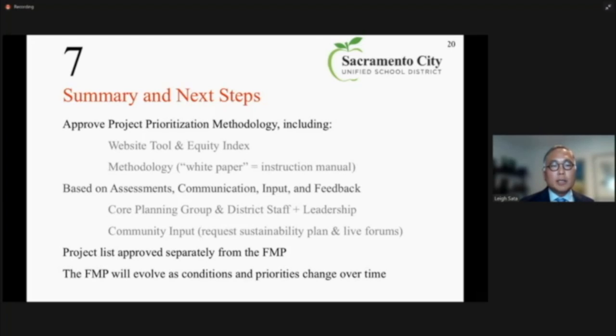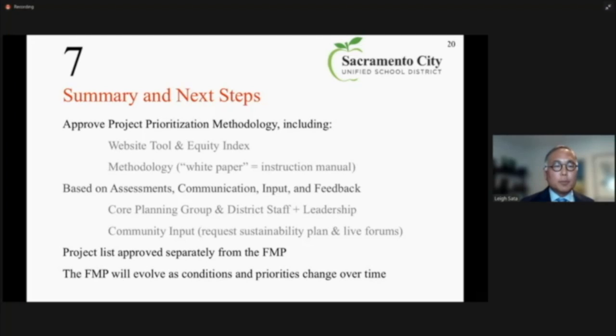We want to remind you that these were based on assessments, communication and input and feedback from the core planning group, district staff and leadership, as well as a significant amount of community input. Again, we've demonstrated to you that the sustainability plan and additional live forums have been requested by the community, and it would behoove all of us to continue to do those. So certainly when we can get back together, after we get past the pandemic.